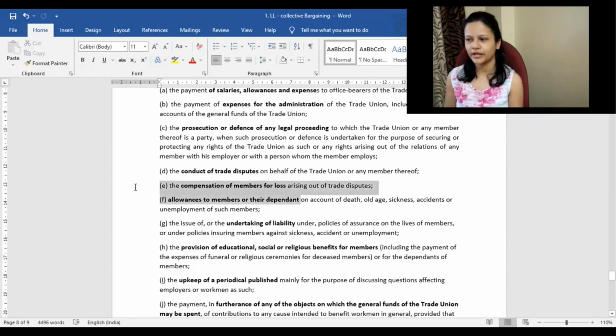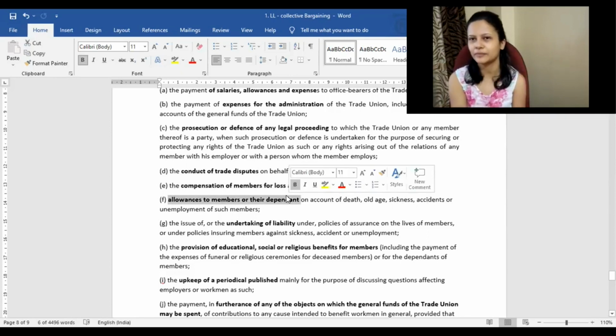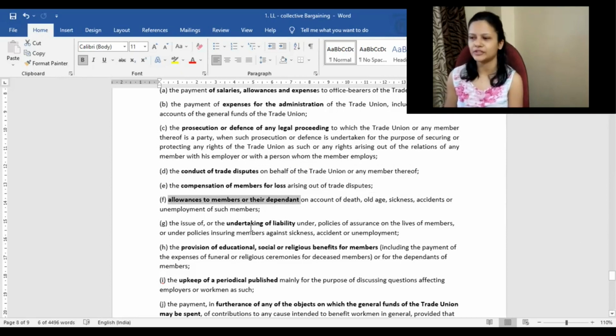Allowances to member or their dependent in case of death, old age, sickness, accident, or unemployment of such members. It can be used if such provision is being entered. Like there will be these objectives and everything will be mentioned, right? When a trade union is going to register themselves, they will have to mention all the details, what will be their function, what all work they are doing and everything. So whatever they have agreed to do, based on that, it will be decided what all facilities or allowances they are providing to their workers, or rather their members.